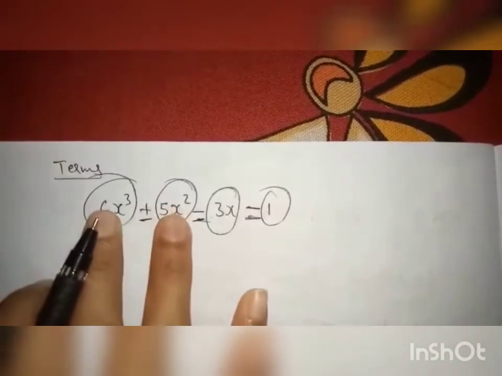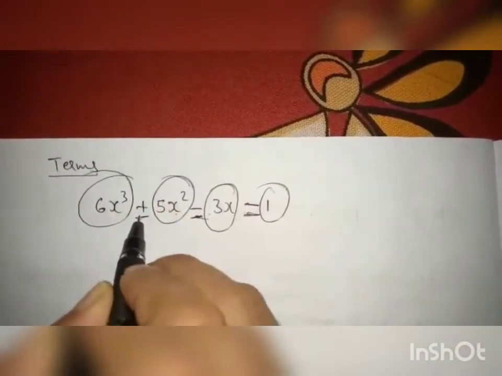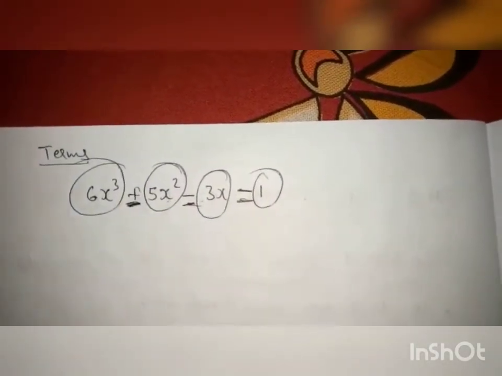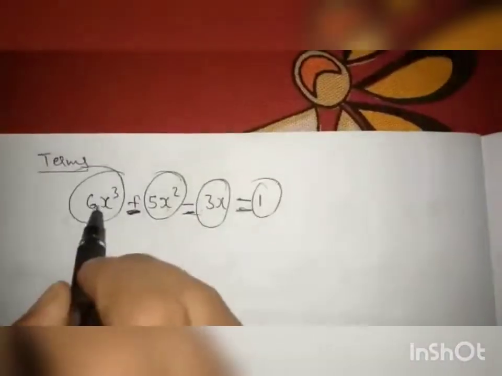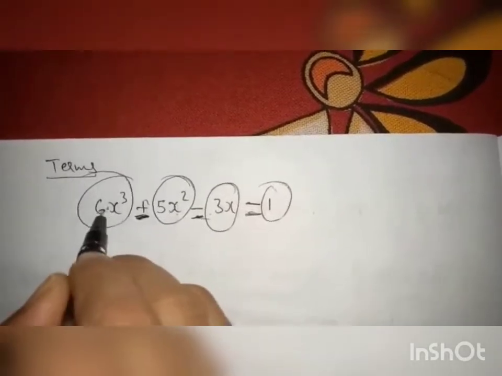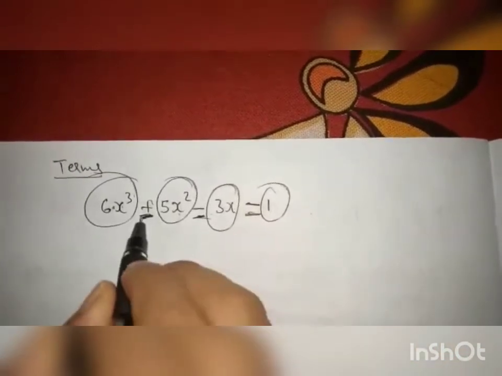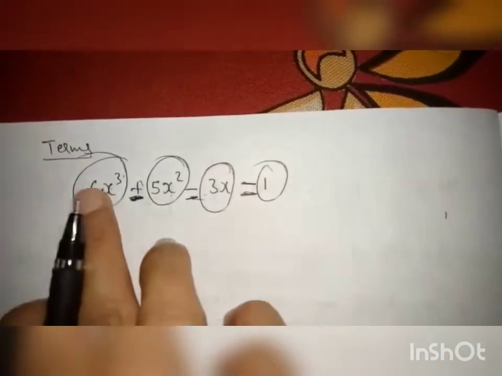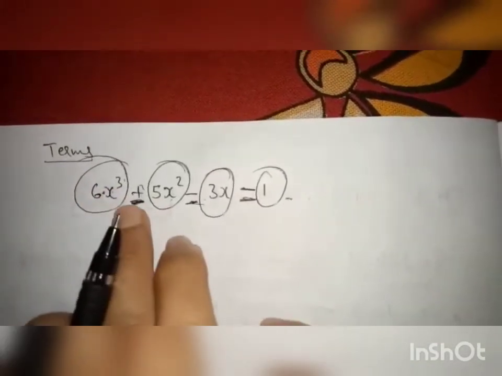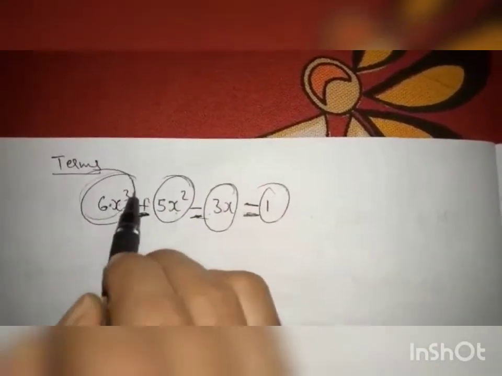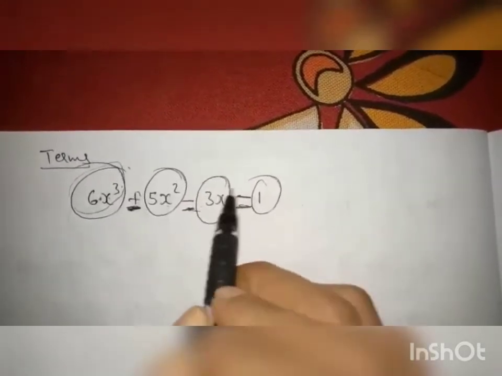How will you get terms? Terms are separated by mathematical operations. What are the mathematical operations? Plus, minus, not the multiplication. Don't consider multiplication, it doesn't separate. Here 6 into x cube, here the into is multiplication. You should not consider multiplication. You get terms only when they are separated by a plus or minus symbol. Here this is plus, minus. So this is one term, this is one term, this is one term, this is one term.